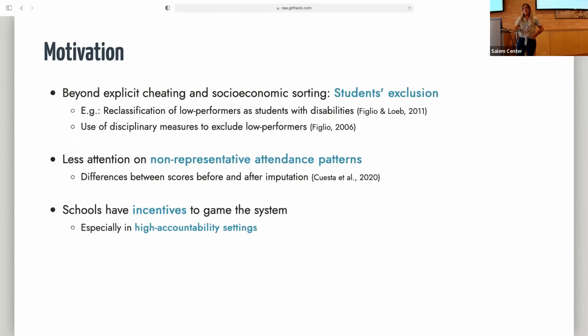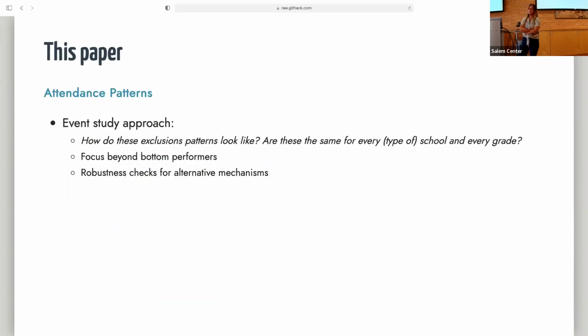But I think the main idea here, and what is very clear, is that schools actually have incentives to try to game the system, especially in high accountability settings, such as many states in the US, and also, as I'm going to talk about, in Chile. There are clear incentives to try to manipulate in order to get the best scores you can. And that can work in different ways, such as direct cheating, but also through this kind of non-representativeness.